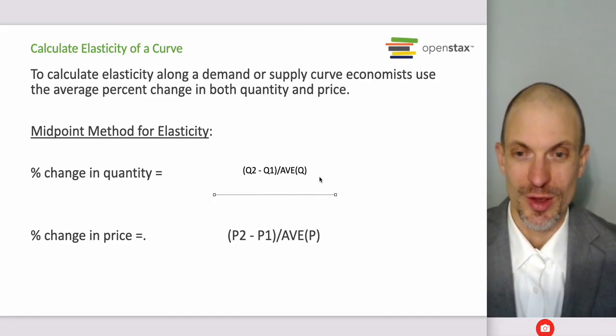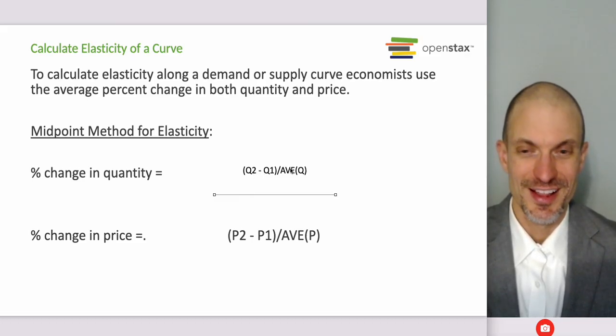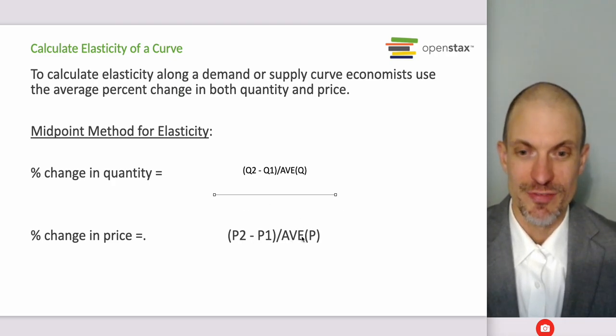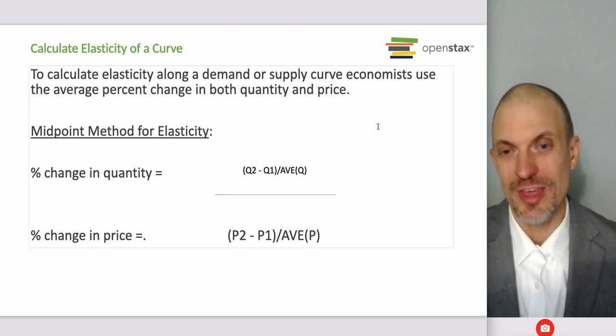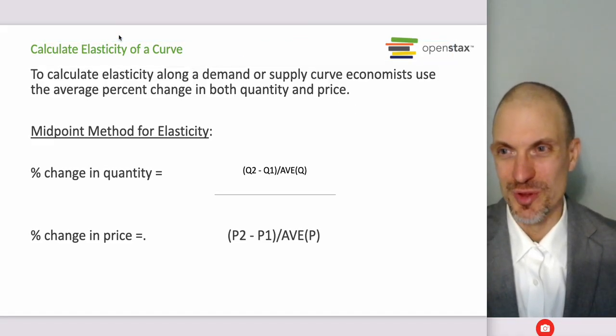This is the way I want you to remember the formula, though. Q2 minus Q1, which is literally a change, divided by the average quantity. And then that whole thing divided by P2 minus P1, literally a change, divided by the average price. The reason I teach it that way is because look at what they're going to have in the next slide. They're going to have the actual midpoint formula.